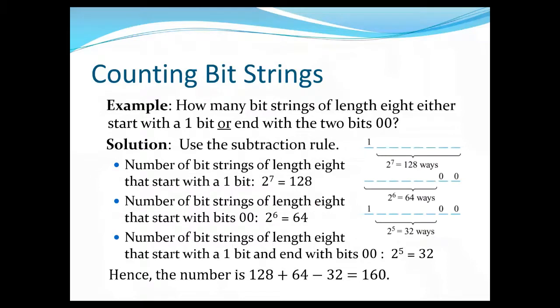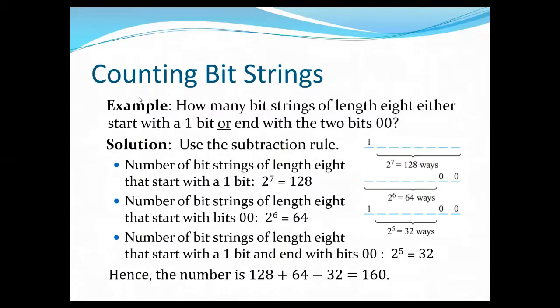So let's discuss counting bit strings with some restrictions. We want to determine all possible ways based on the given restriction. First, how many bit strings of length 8 either start with the bit 1 or end with the 2-bit string 00? Okay, so we have 3 possible patterns. It will just start with 1, or end with 00, or start with 1 and end with 00.